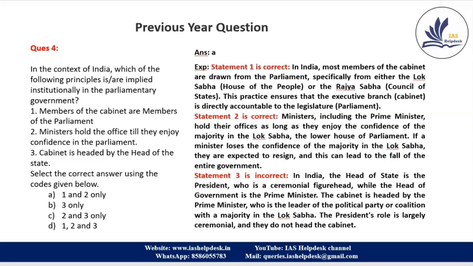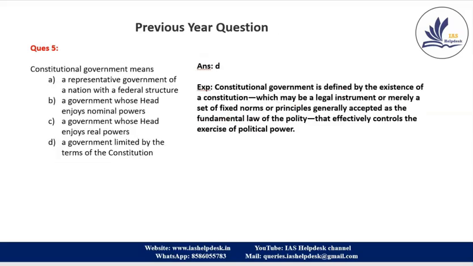So if we see our next question, it's question 5. The constitutional government means. Yes, we just now read about this constitutional government. So first, a representative government of a nation with a federal structure. There is nothing, a concept of federal structure we read about. Next is the government whose head enjoys nominal power. ऐसा भी हमने कोई concept नहीं पढ़ा है अभी. A government whose head enjoys real powers. And then we have a government limited by the terms of the constitution.